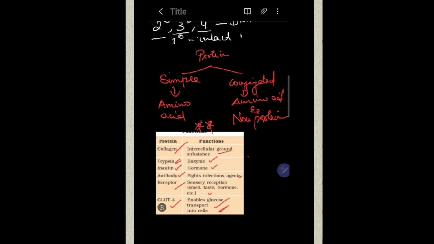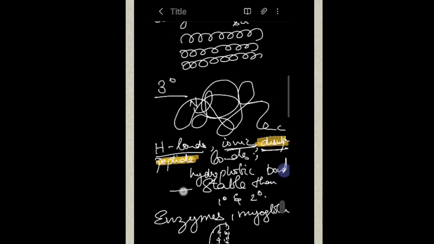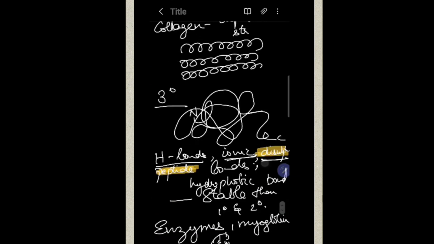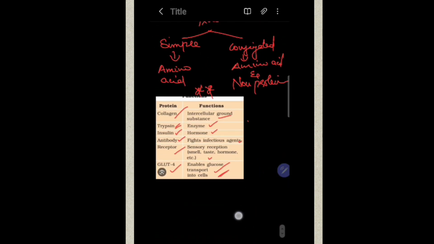Which of the following is the simplest amino acid? I taught you, the simplest amino acid is glycine, isn't it? What is the structure of glycine? See, H, H. Simplest amino acid.